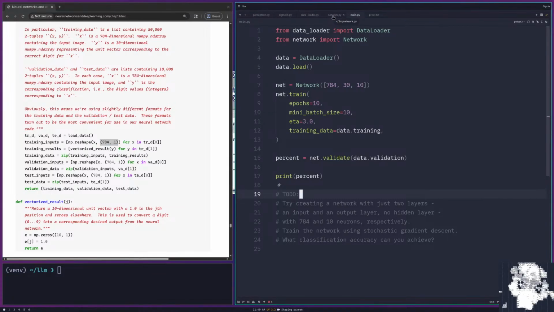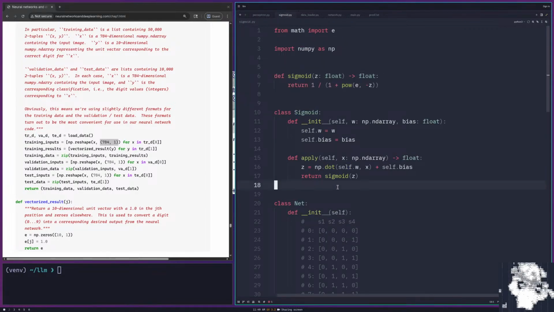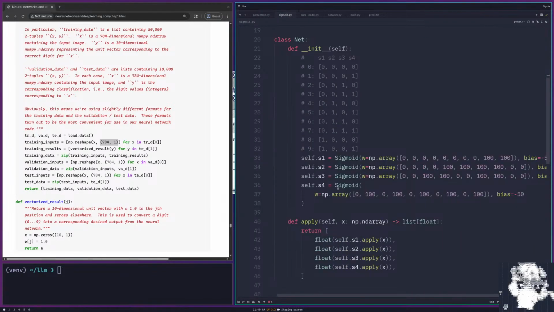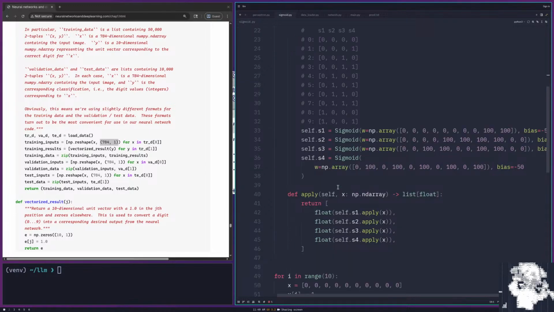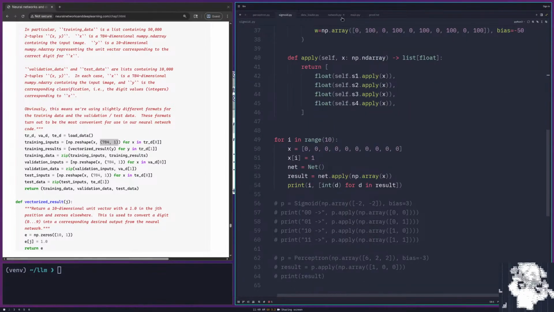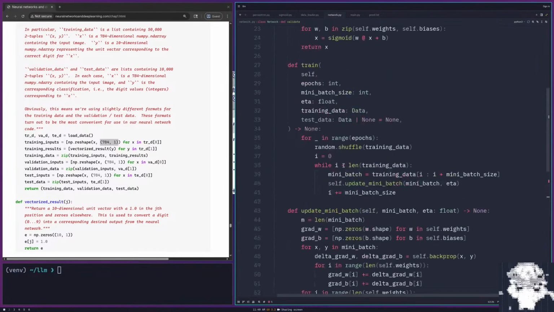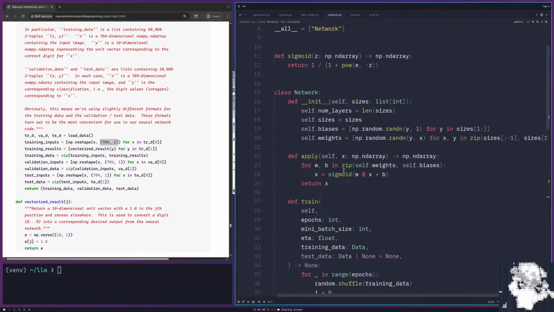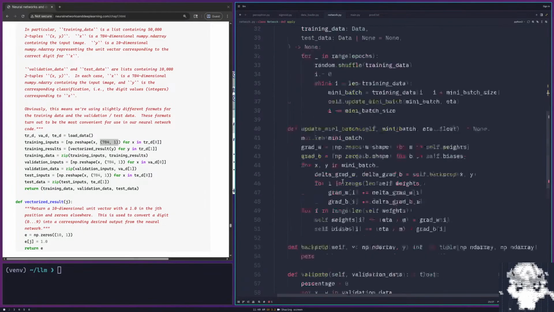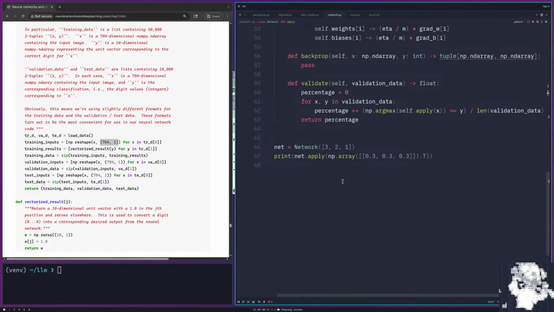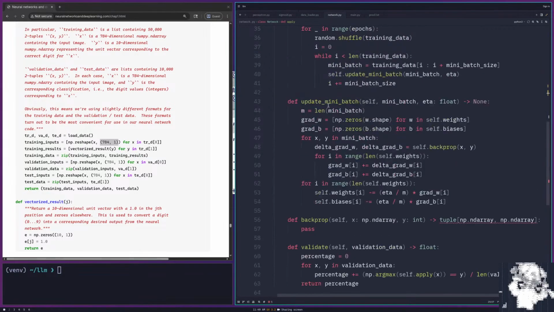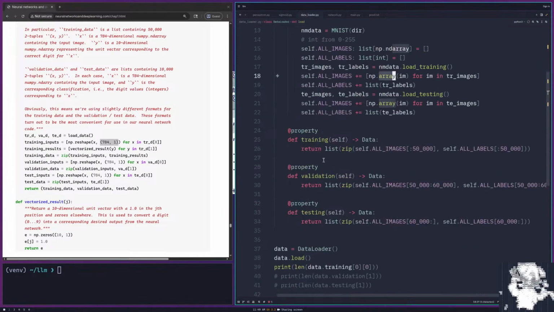I did that somewhere though. Where did I do that? I think I did that in Sigmoid. No. Did I do it in network? Where did I do that? I remember having to reshape things.